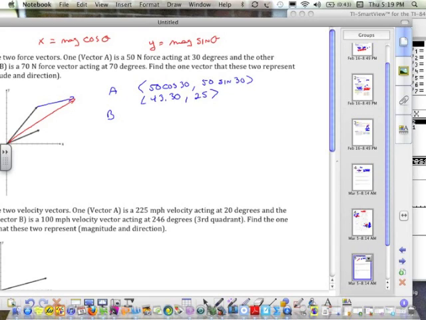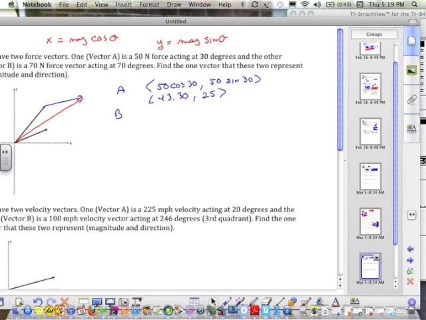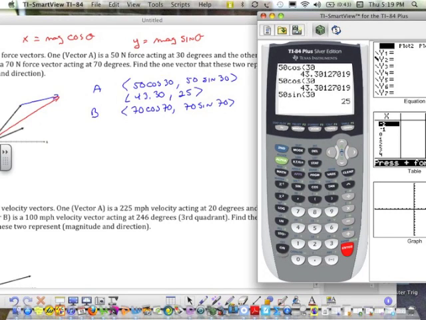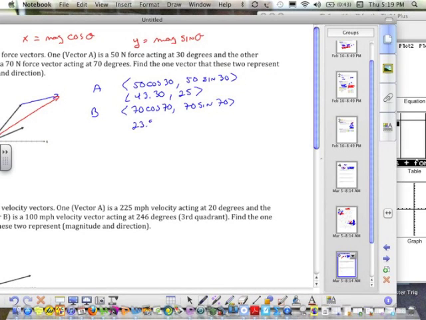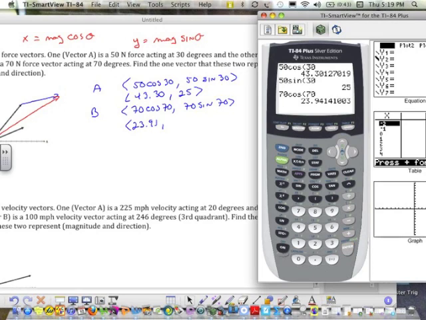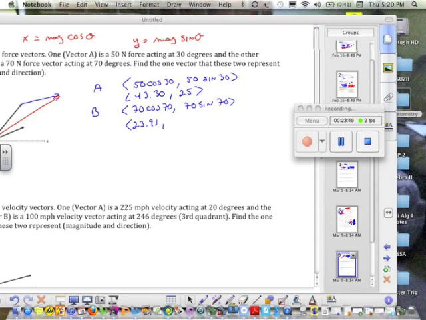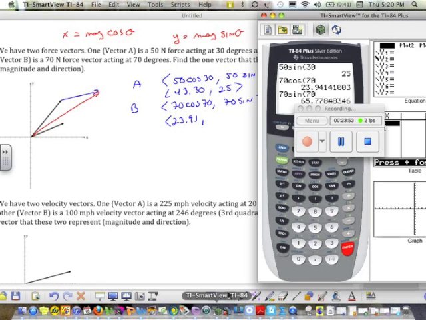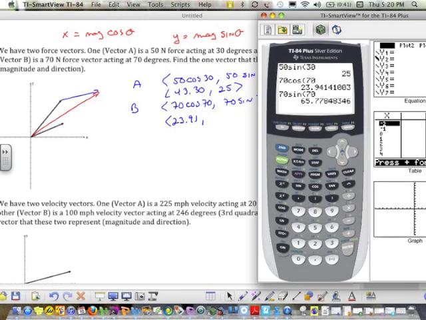So there's the one. Now for the second one, it's got 70 as the magnitude, and the degrees is also 70. So for this one, it's going to be 70 cosine of 70 and 70 sine of 70. Okay, so I'm going to do 70 cosine of 70, which is 23.91. And then I'm also going to do 70 sine of 70. And then go back to my calculator. And for the second one, I'm going to do 70. So I get 65.78.